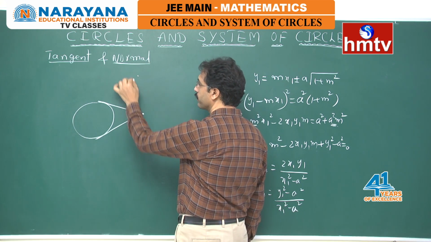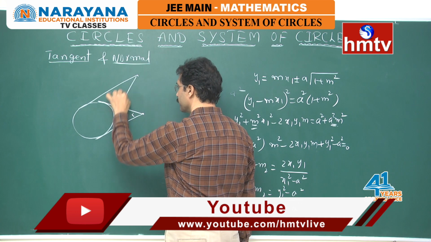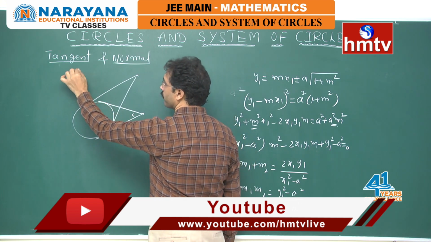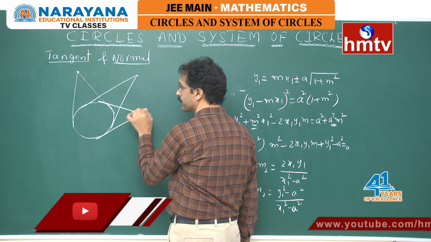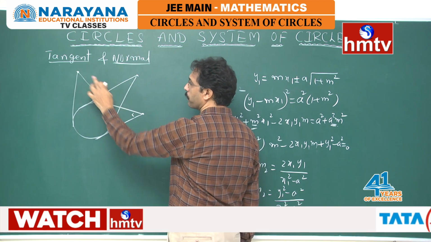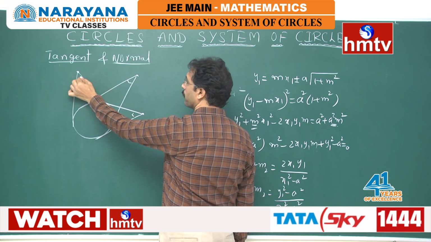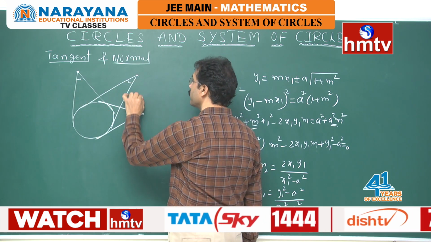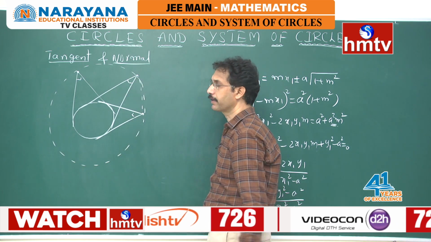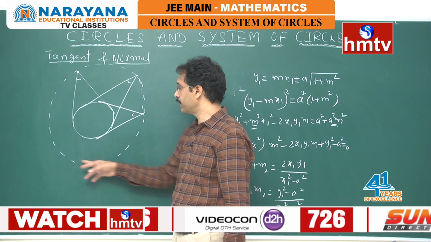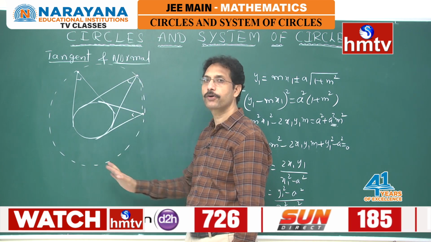suppose here one more point is there from which a pair of tangents exist like this. Then all these points of intersection, that is, points of intersection of perpendicular tangents, all these pairs of perpendicular tangents will lie on a circle like this. This circle is called the director circle. That is, the locus of the point of intersection of perpendicular tangents is called the director circle.